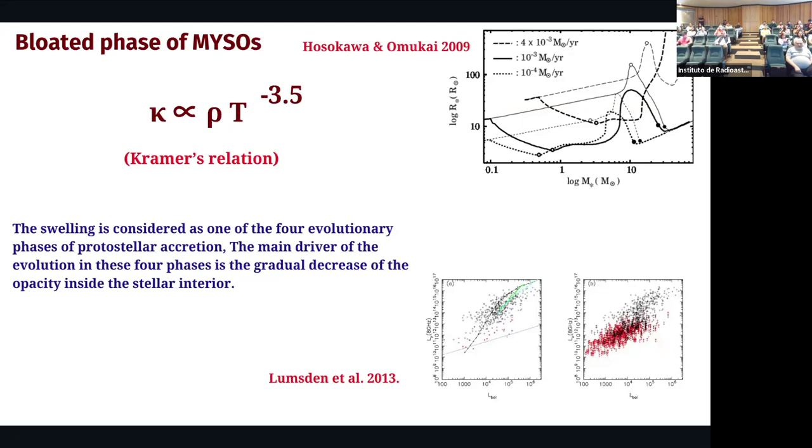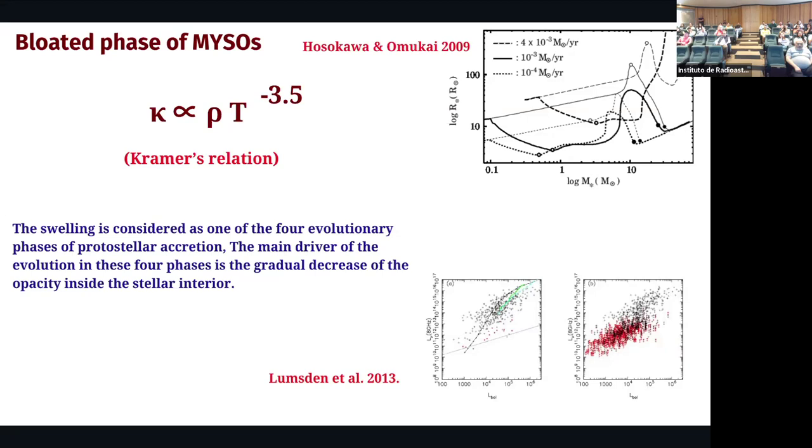And in this plot, the bolometric luminosity of the MYSO sources is plotted against the radio continuum luminosity of the sources. So you usually see a feature where higher bolometric luminosity goes with higher centimeter emission. But for some of the sources, the red sources here, despite having very high bolometric luminosity, like 10 to the power 5 solar luminosity, they have very low centimeter emission. So Lumsden et al. 2013 attributed this phenomenon to the bloating of the MYSO source.